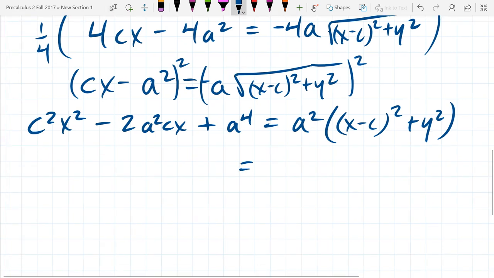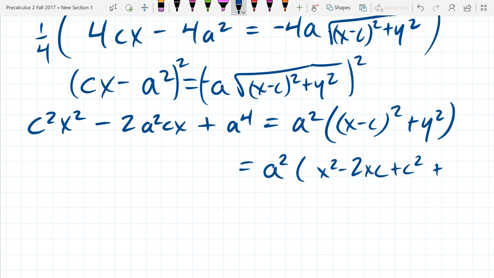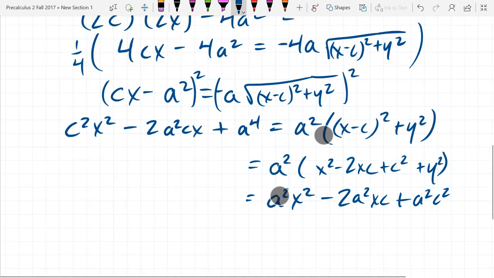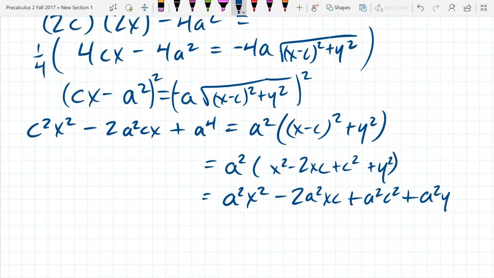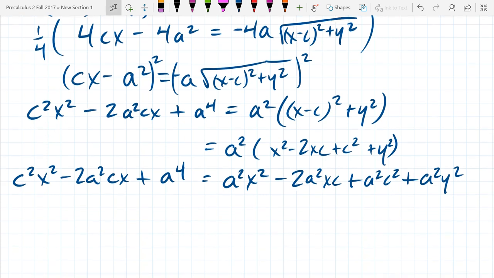So we'll distribute on the right side. We'll FOIL this out: x squared minus 2xc plus c squared plus y squared. I'm trying to write these alphabetically. So we have a squared x squared minus 2a squared xc plus a squared c squared plus a squared y squared, and then copy down the left side. Does anything cancel? Looks like the negative 2a squared cx cancels out. Anything else? Doesn't look like it.